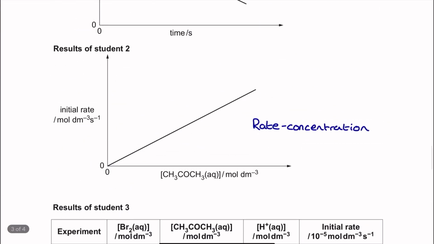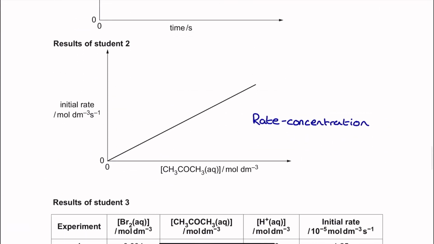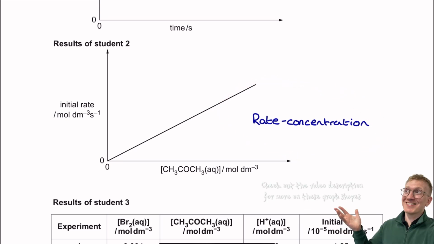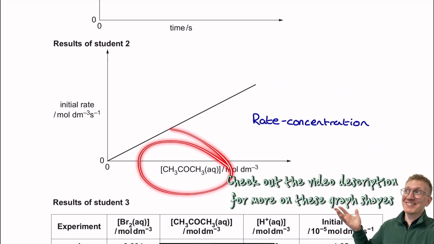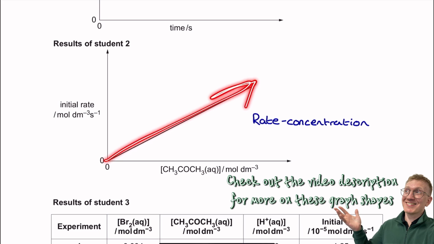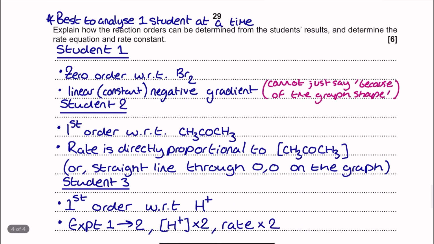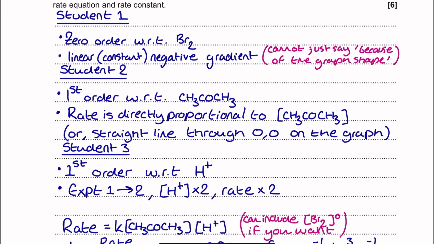And we also need to do the same thing for student 2's results here, as once again we have another graph. However, this time it's a rate concentration graph. What we've got at the bottom here is the propanone, and you can see that we've got this nice straight line graph just here, and it does start down here at the origin. Now look at my description for this one. We're saying it's first order, and once again, I'm saying that based on the shape of the graph, because that's another one of the shapes that we are expected to be aware of. That does come up very often in the multi-choice questions as well.